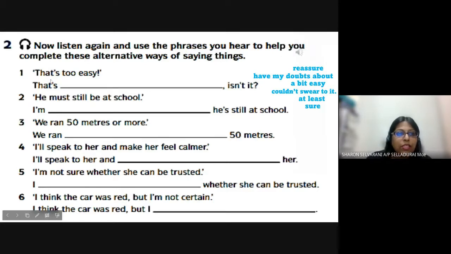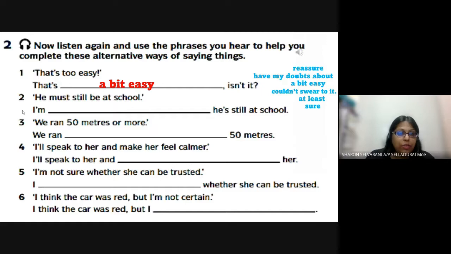Okay, so that's too easy. What's another way of saying too easy? You can use this as a guide. A bit easy. Okay, let's check our answer. That's a bit easy, isn't it? All right, too easy means it's very easy. A bit also, it is a little bit easy.